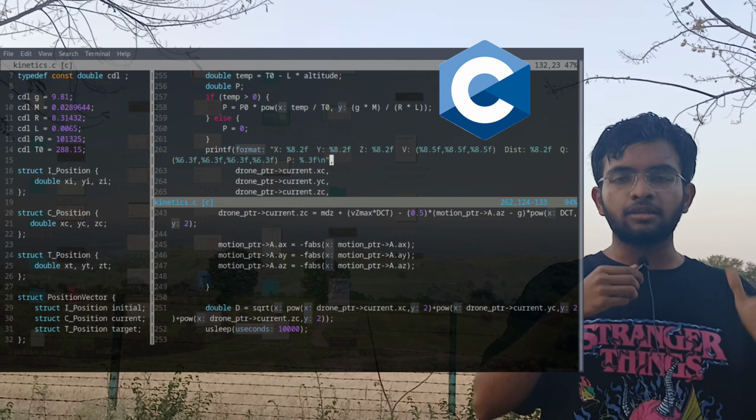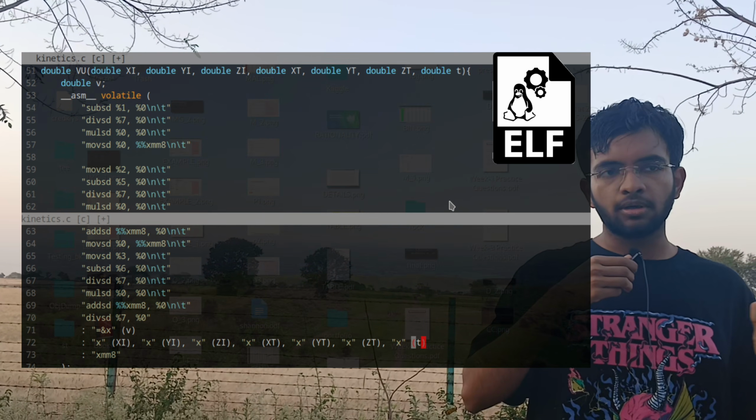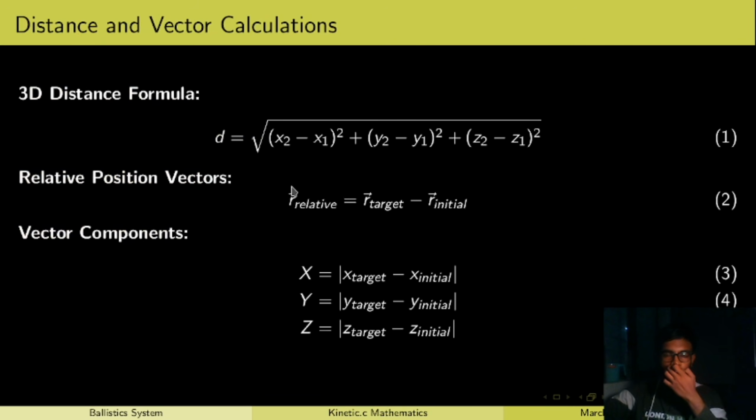Since this has been made in C, I have also utilized inline assembly in order to make the mathematical performance much faster and better. The logic flow is a little something like this. So we use this good old generic formula to find the distance between the starting point and the target point. Now then we also calculate the relative position vectors.